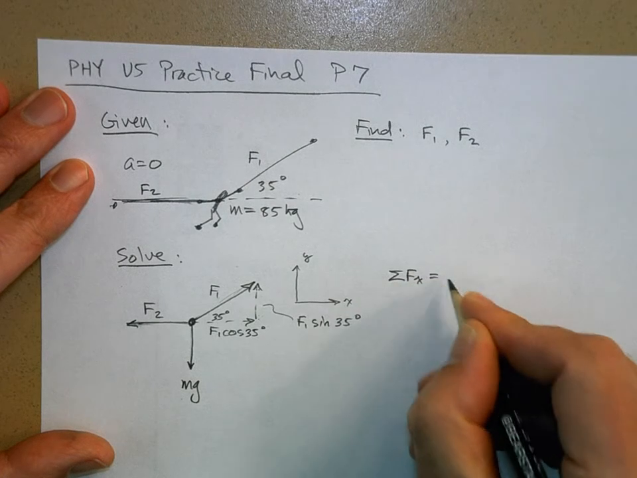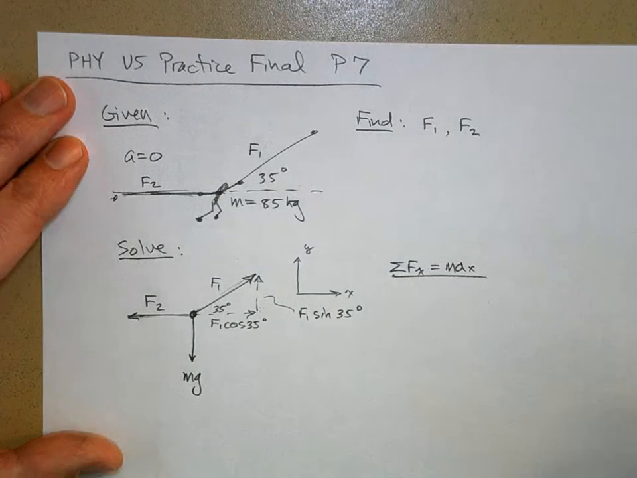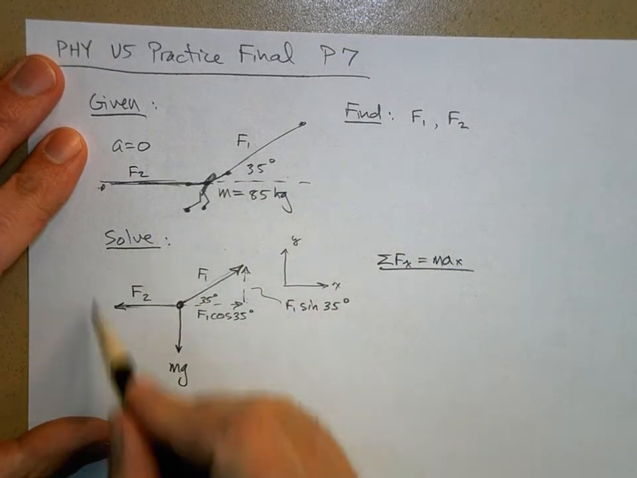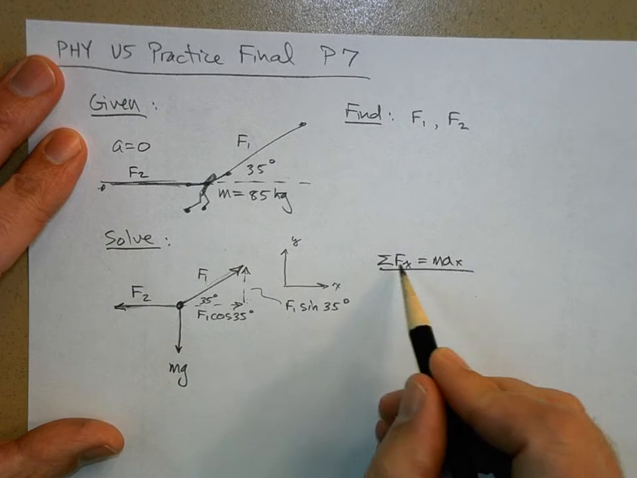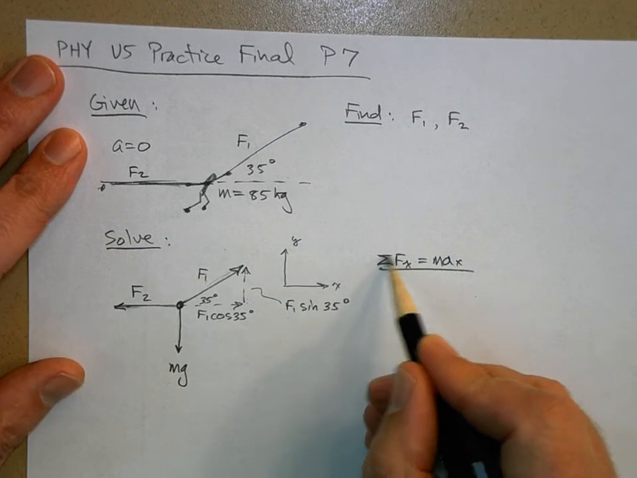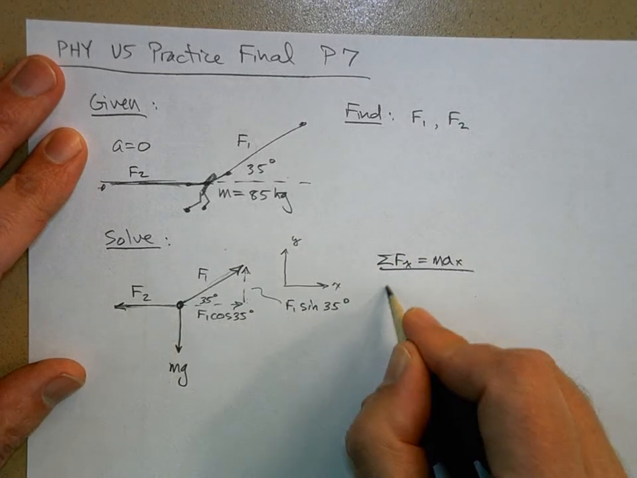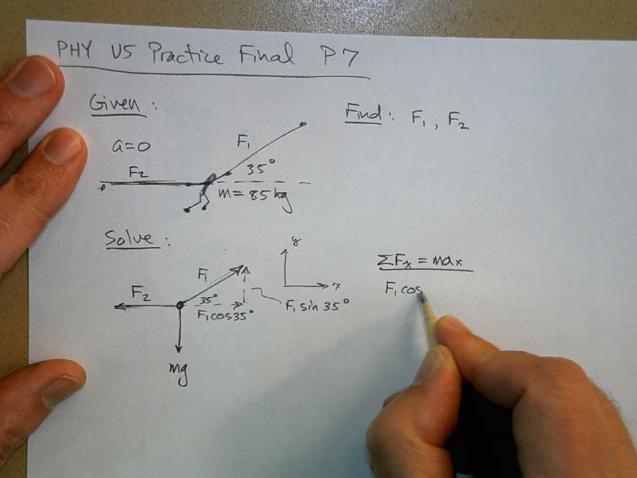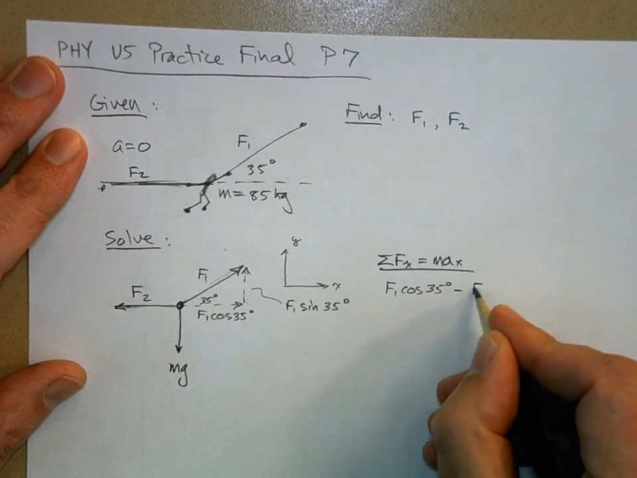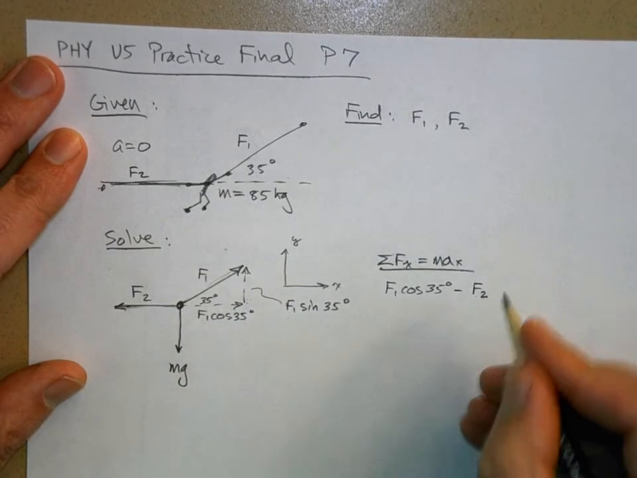Sum of the forces in the x direction equals ma in the x direction. I want to see you write that down. And then I want you to look at your free body diagram and construct this equation. This means add up all the forces that are in the x direction. I look at this. Ooh, I got F1 cosine 35 minus F2. That's it. There's no other forces in the x direction.